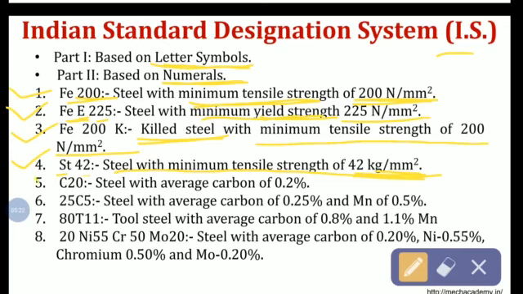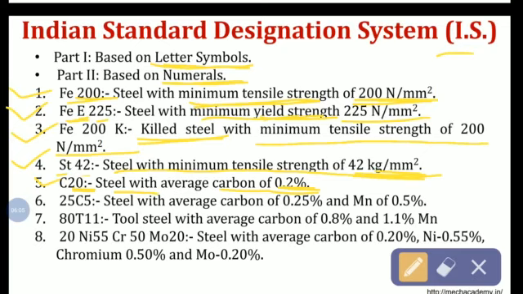Now the fifth one is C20. C20 is steel with an average carbon percentage of 0.2%. Actually, the designation of steels consists of a numerical figure indicating 100 times the average percentage of carbon. Whatever the average carbon percentage is, it is shown by 100 times. So in this steel, 0.2% carbon is there, so with 100 multiplication it is 20. So it is indicated by C20.